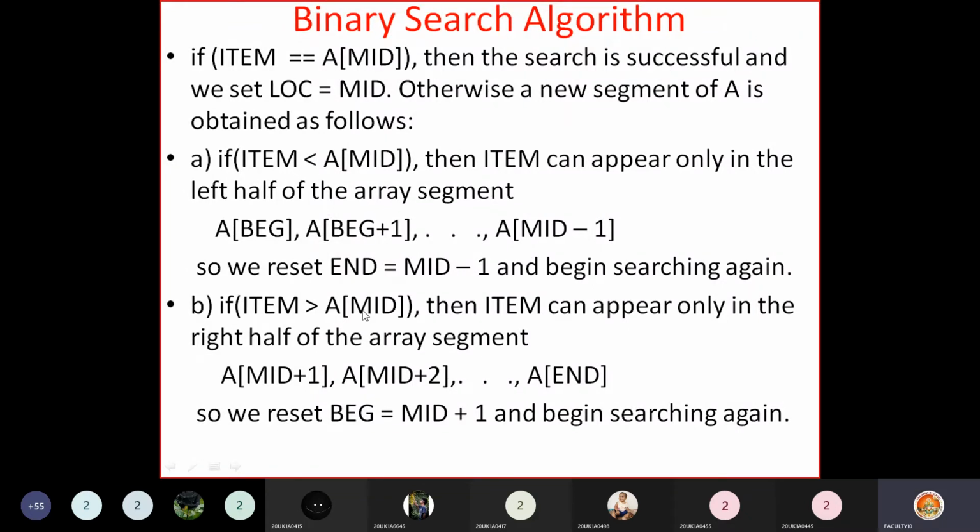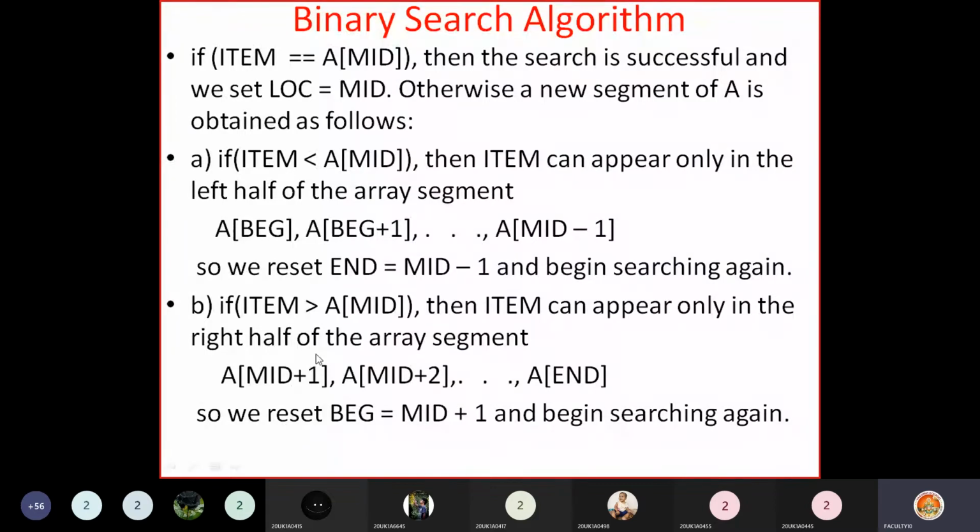If your item is greater than the middle element, that is, the item to be searched is greater than the middle element, then we can search only in the right half, ignoring the left half. How can you reduce to the right half of the array? Your item can appear only in the right half of the array segment, and that segment can be denoted like this: a of mid plus 1 will become the starting point of the array, then a of mid plus 2, up to a of end. So the right half of the array can be denoted like this: a of mid plus 1, a of mid plus 2, up to a of n.